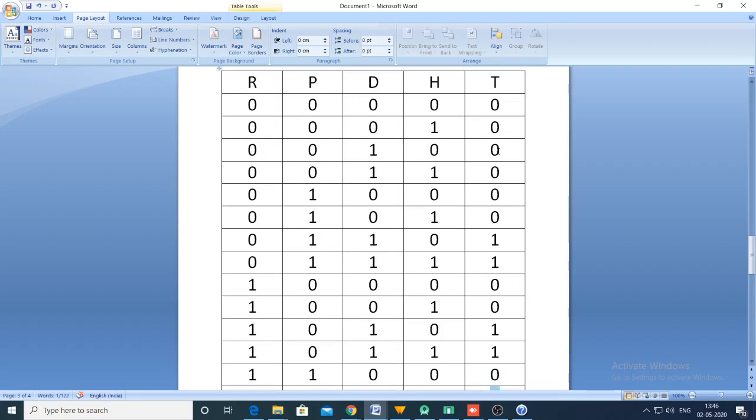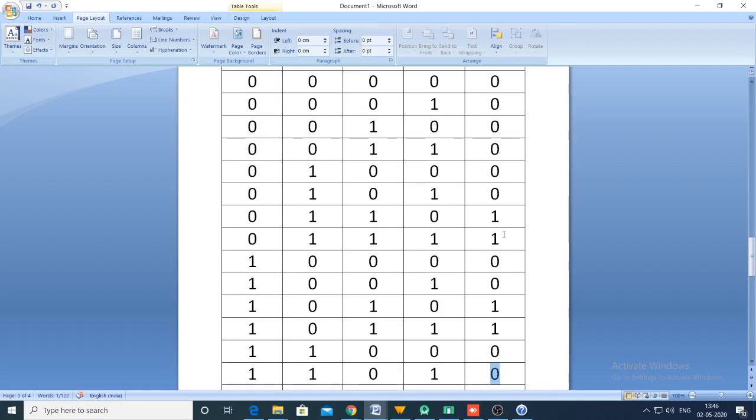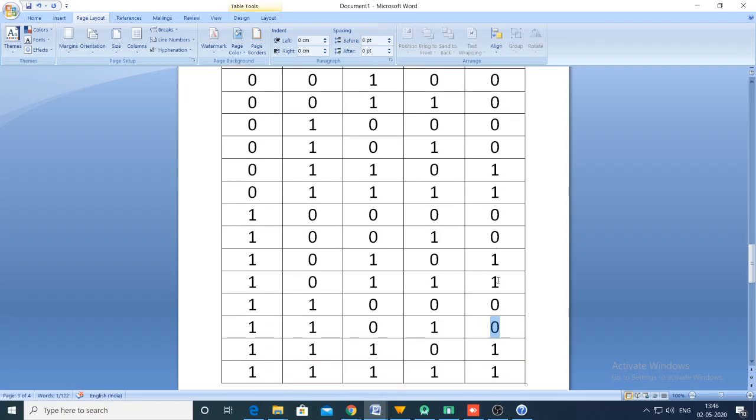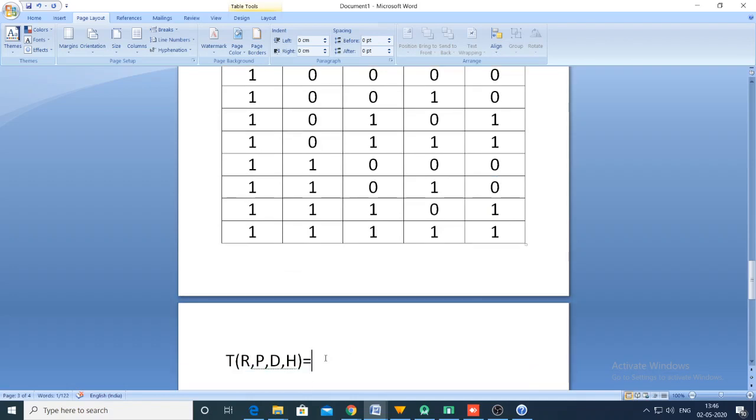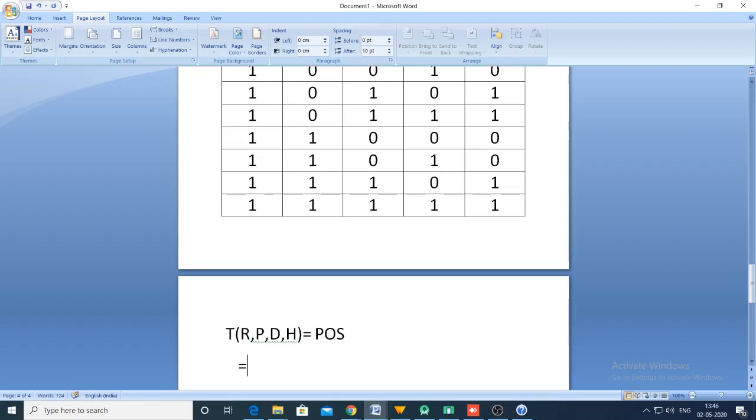So 0, 1, 2, 3, 4, 5, 6, 8, 9, 12, 13. Correct. So these are the combinations with the 0 there. So when you are going to prepare a product of sums expression, it is nothing but a number of sum terms that are logically multiplied, isn't it?